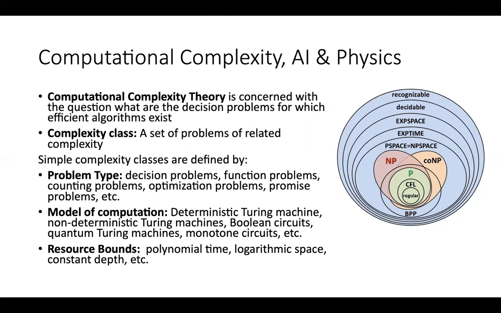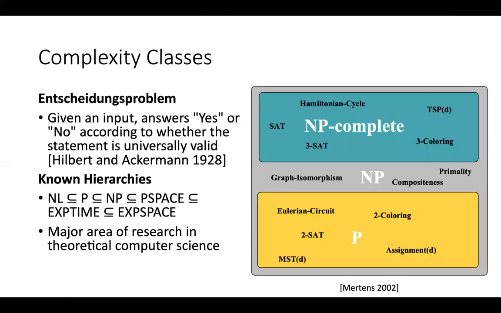What kind of model of computation is being used? Turing machine versus, say, non-deterministic Turing machine, Boolean circuits. What are the resource bounds in terms of runtime, in terms of, let's say, memory available, and so on and so forth? So this goes back to what was classically known as the Entscheidungsproblem, that given an input, answering yes or no according to whether the statement is universally valid or not. It's a well-known problem in the domain of mathematics.